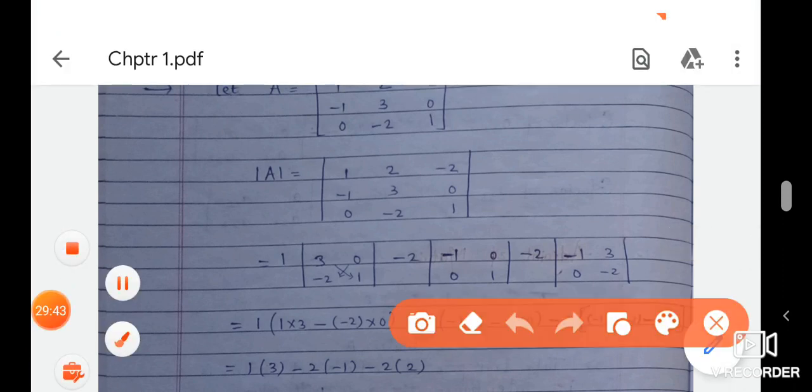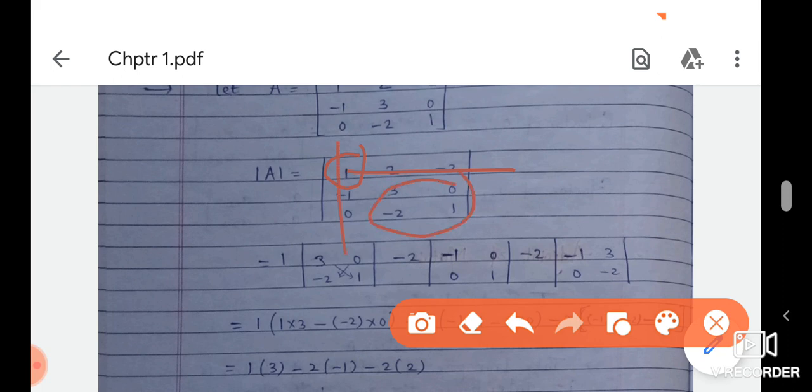Now let us check how to find the determinant of a 3 by 3 matrix. So determinant of A equals, take this first element. Corresponding row and column you delete. Take the determinant of the remaining terms and multiply by this element.